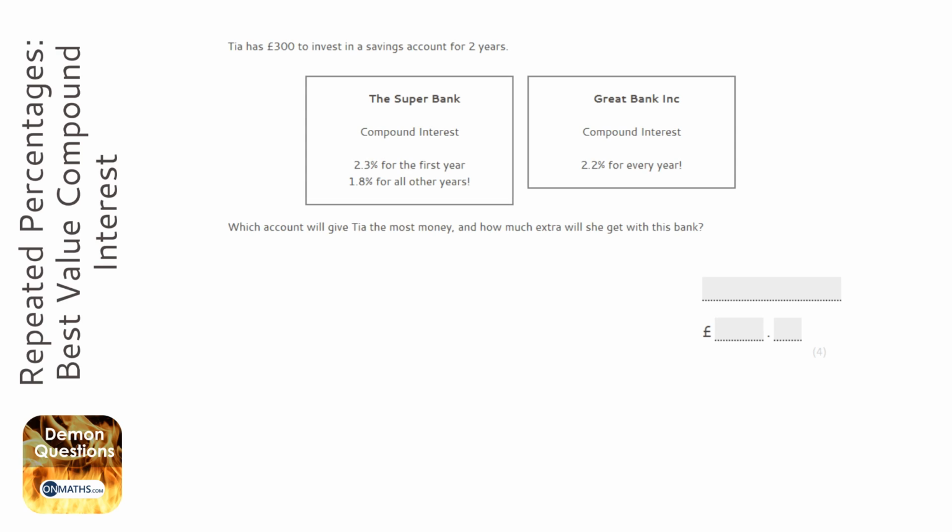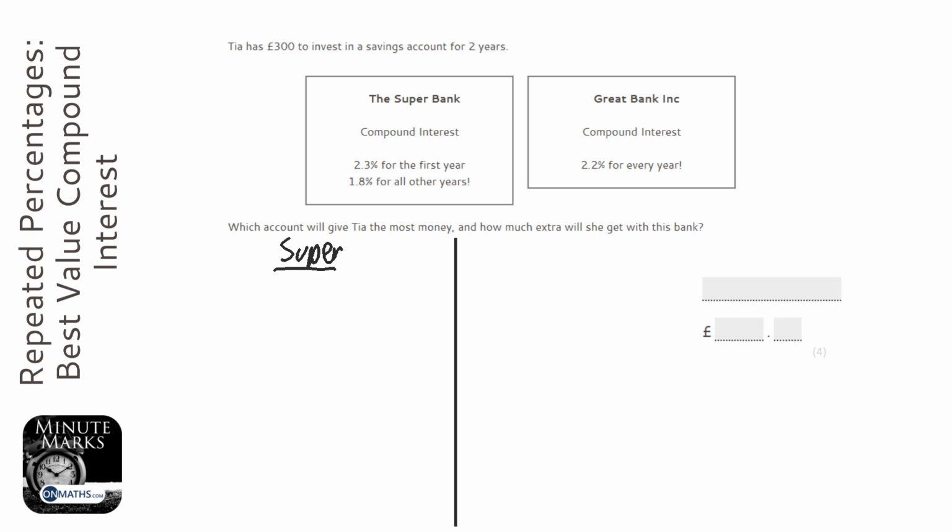In this question we're asked to compare two banks, and normally when I'm asked to compare something I just put a line down the middle of the working out and put one of them on the left hand side and one of them on the right hand side. As long as it's identifiable which one is on the left and which one's on the right, you don't necessarily need to put the whole name down, but you can. So I'm going to start with Super Bank.